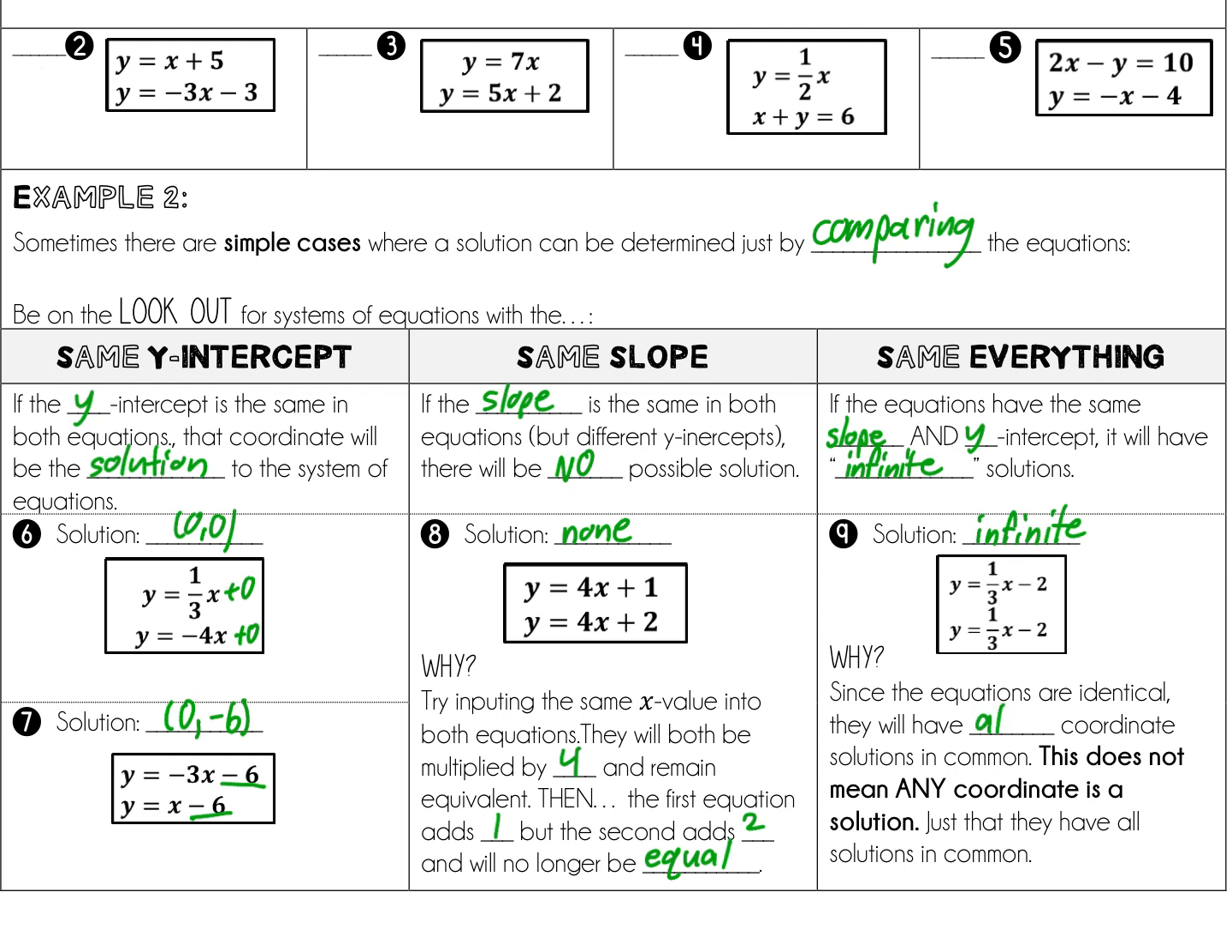Why is this true? Well, since the equations are identical, they will have all the coordinate solutions in common. This does not mean any coordinate is a solution, just that they have all the solutions in common, which means if a point is a solution to one equation, it will be the solution to the other equation.